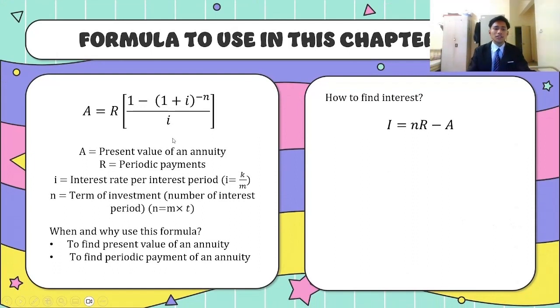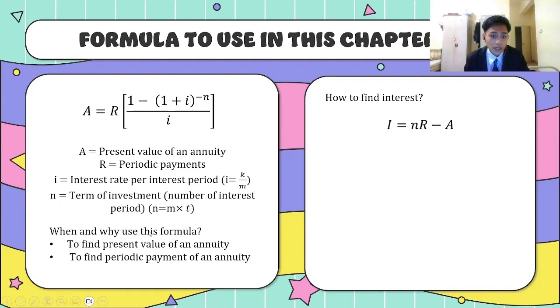Formula to use in this chapter. This is the first formula that we use in this chapter, that is A equals R. A is the present value of an annuity. R is the periodic payment. I is the interest rate per interest period, that is I equals K divided by M. N is the term of investment, that is the number of interest periods. N equals M multiplied by T.